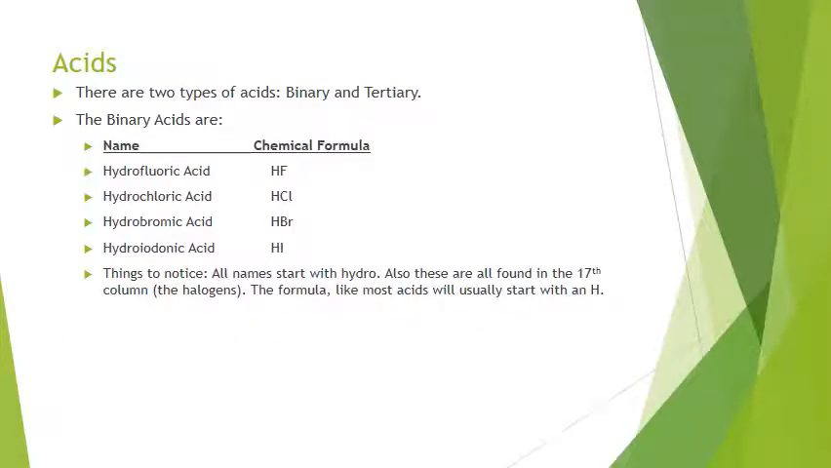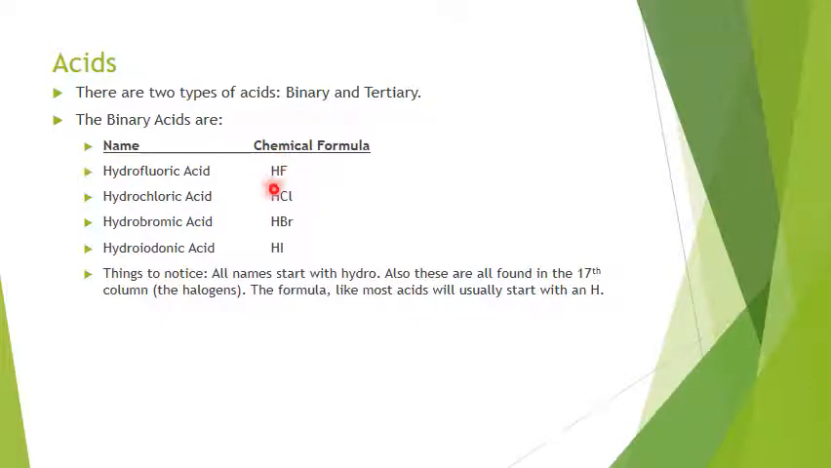All right, the acids. There are 2 types of acids, binary and tertiary. So binary means it has 2 elements, and tertiary means it has 3 elements. The binary acids, let's go over them. There's 4 of them. Now let's look at the chemical formula.